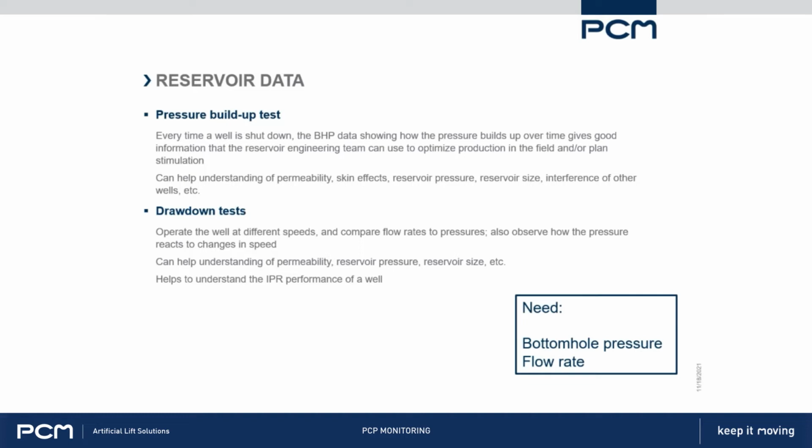And that's during every shutdown, but even during operation, if you run at some different flow rates, just by running at a few different speeds for a couple hours or whatever, measuring the flow rate and the pressure downhole, and how the pressure reacts to changes in speed, they can get more information off of that as well. And some of this is useful to you as well for your optimization, because you can use it to understand the IPR of the well and then appropriately design to get the maximum production from the well.